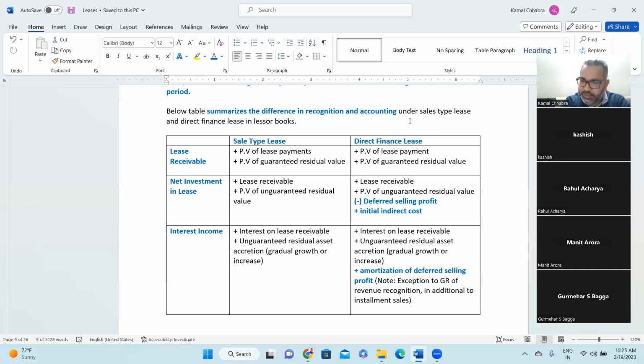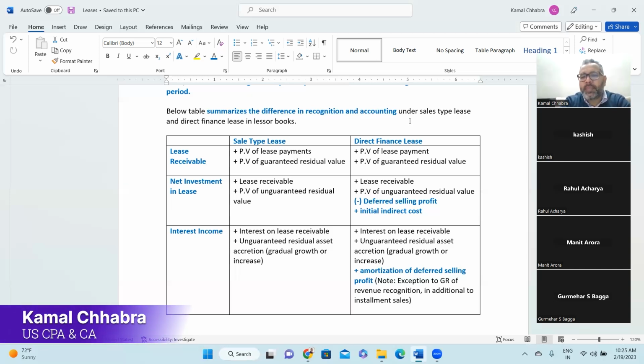Now if you see in the direct finance lease, box number 2, again it starts with the lease receivable amount plus the present value of unguaranteed residual value. Till that extent, it is very much the same as the sales type lease. However, you will be reducing the deferred selling profit, right? In the sales type lease, you will be recognizing the profit upfront, but in case of direct finance lease, you will be reducing the sales profit, and that will be amortized, or you will be considering it based on the collection of the respective lease payment, right? Hence, the profit you will be reducing.